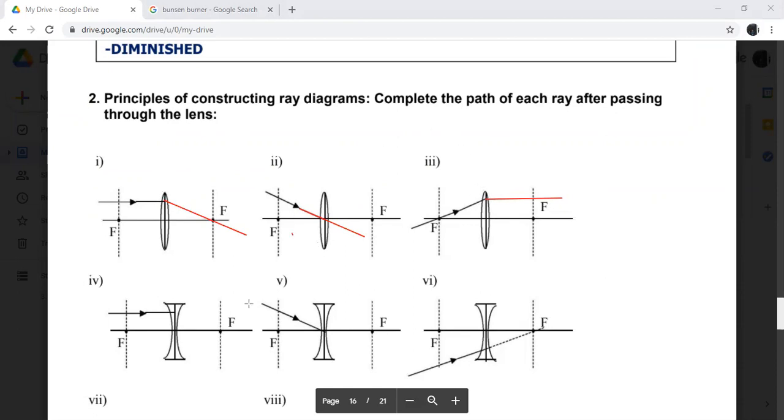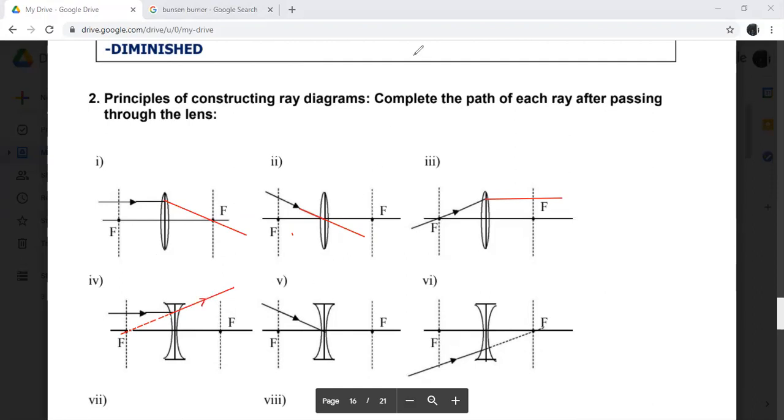Okay. Next, for a concave lens, a parallel light ray will be refracted as if from the focal point. So inside, you have to make it a dotted line. A light ray will be refracted from the focal point.